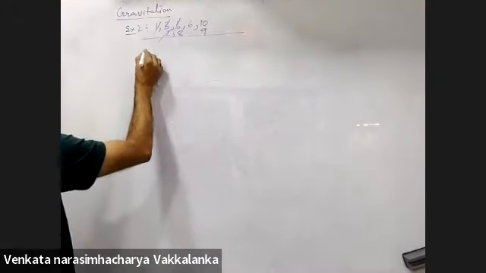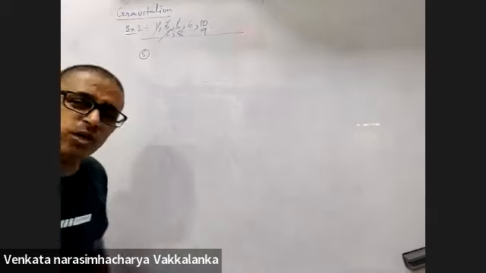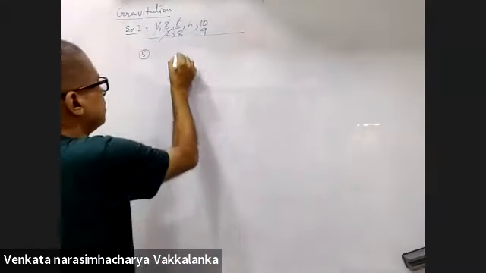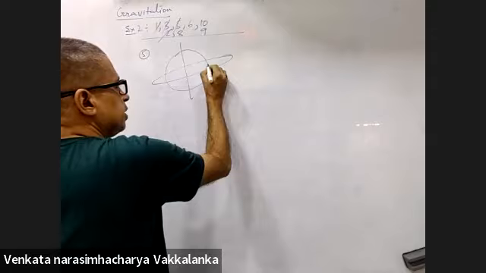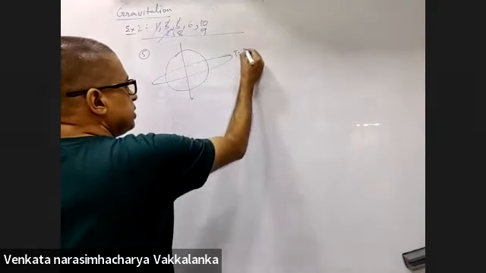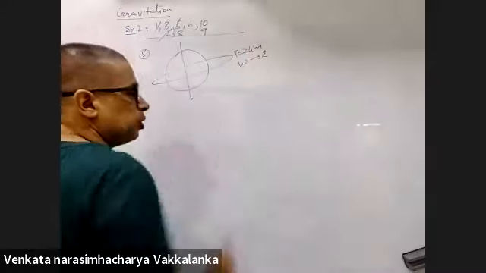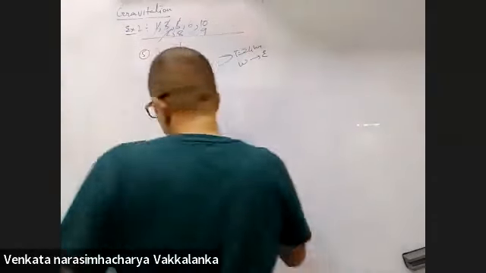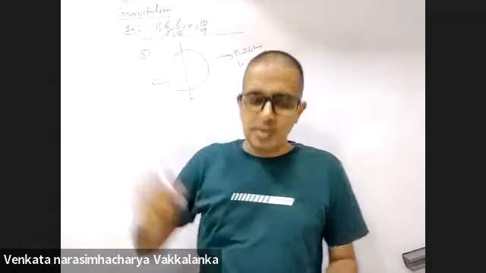Question number 5. Communication satellite is a geostationary satellite. Communication satellite should be always above the equatorial plane. Time period should be 24 hours and it should be going from west to east. It should be rotating in the direction of Earth's rotation so that the satellite is always above me.